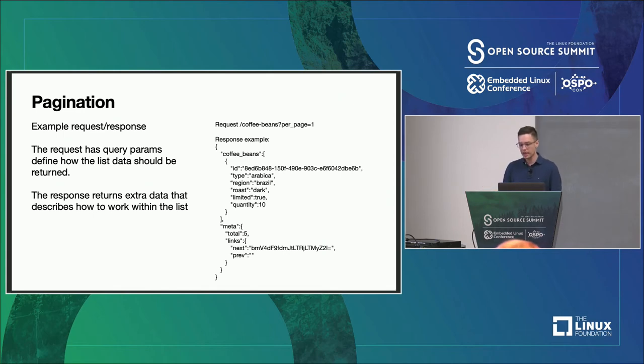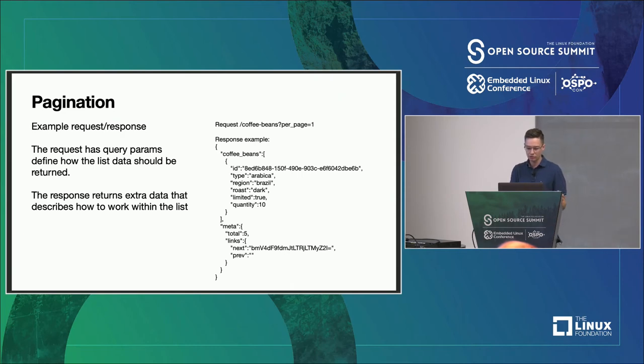And then what you get back is an additional meta node. That meta node will tell you exactly how many coffee beans there are in the list, and it also gives you a next and a previous ID. So if you wanted to iterate through these lists of coffee beans, you would do coffee beans per page one, and you would also add in the next field with that value, and that would get you the next coffee bean in the list. So this is a cursor method.